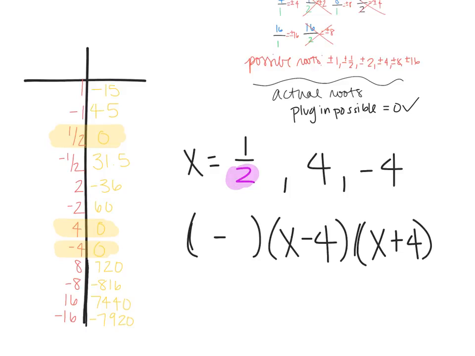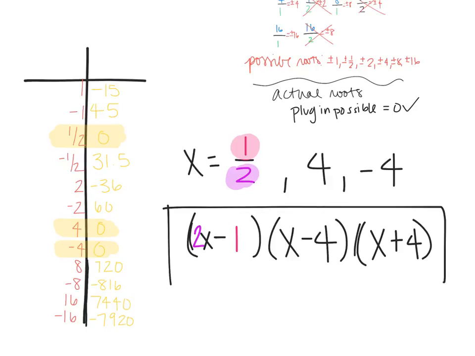So it will be 2x and then minus 1. So whatever is on top, your numerator, goes at the back end. So my denominator becomes the front. So whatever my denominator is becomes the coefficient of x, and whatever the numerator is becomes the constant in my factorization. So my final answer to this problem is 2x minus 1 times x minus 4 times x plus 4.